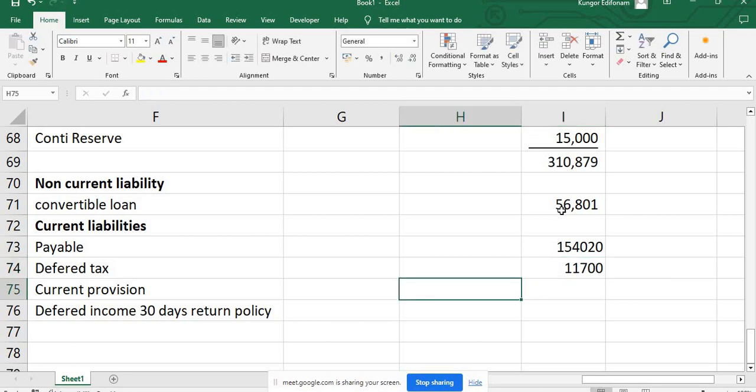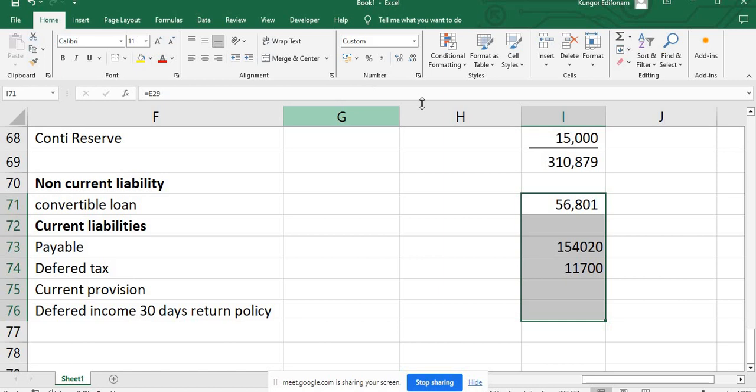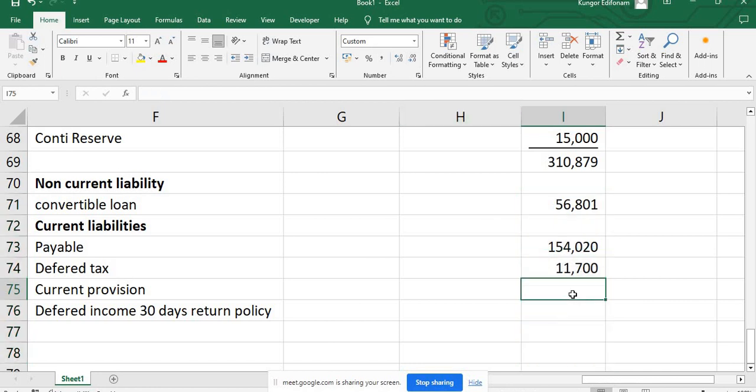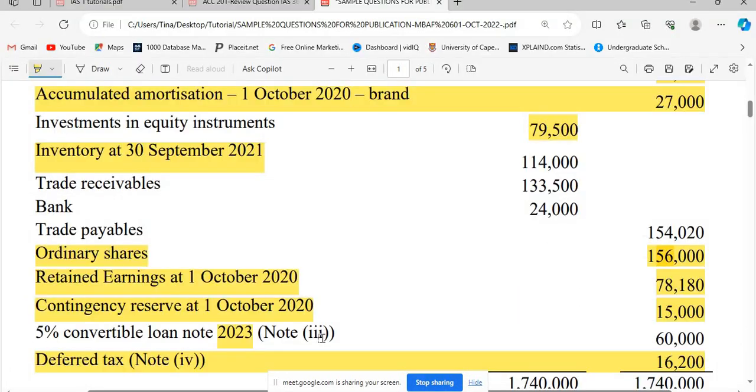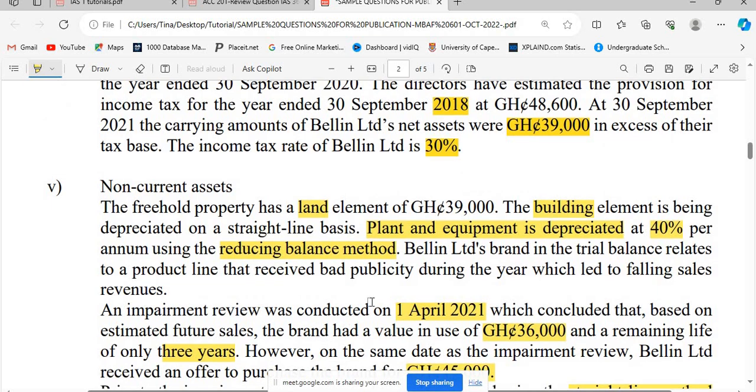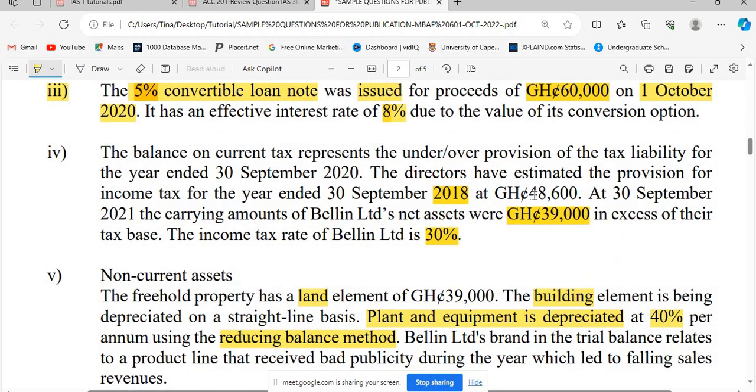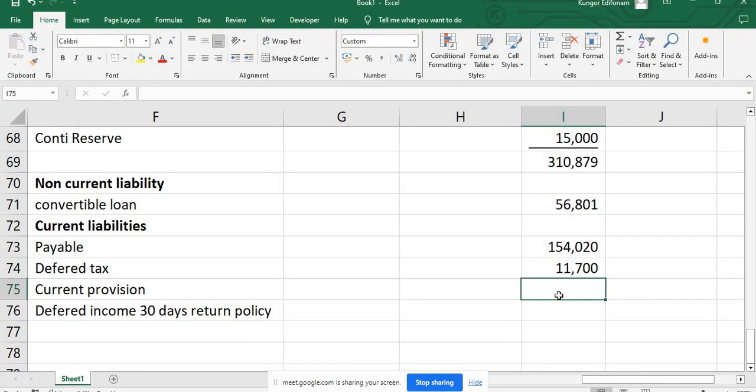The current tax provision has already been stated in the information we were given. We have it in the additional information. So the current tax provision is what? 48,600. So that's the provision. It hasn't been paid, so it's also a liability. And then the deferred income, 24,000.